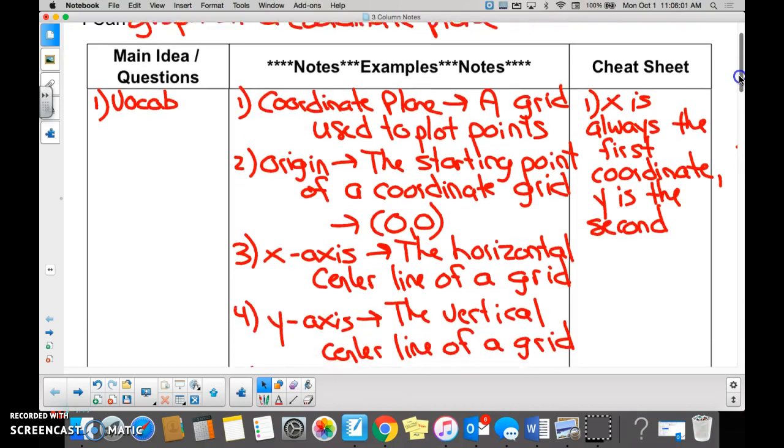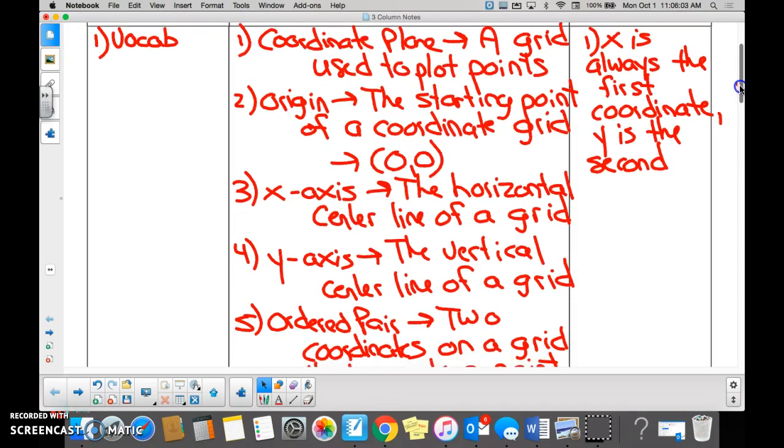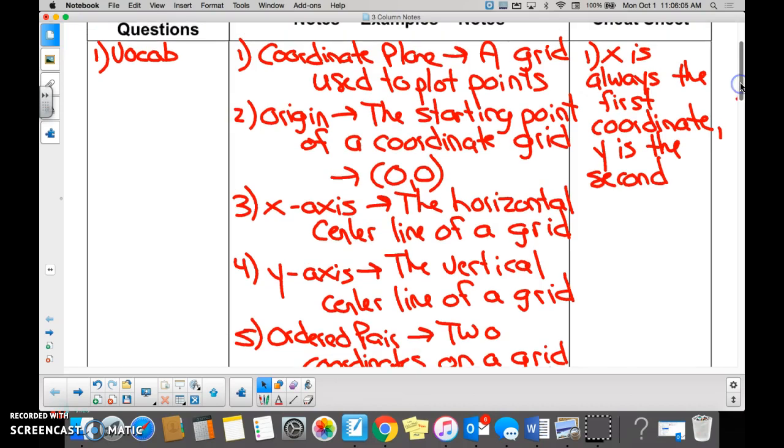Probably the big thing here today, guys, is you have to use the vocabulary. You know that in this classroom, use the vocabulary. You can't just say for the origin the start. It's not the start, it's the origin. You could also call it 0, 0, or ordered pair 0, 0.